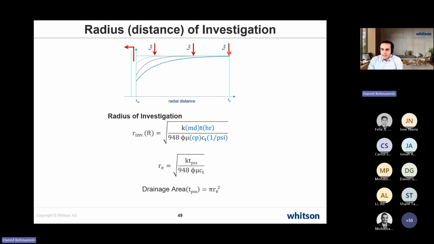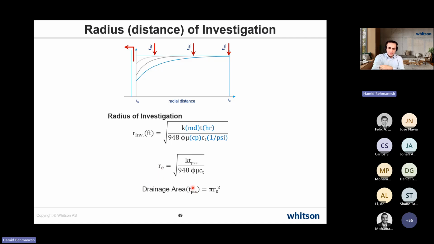So at some point, if I can identify what point in time my radius of investigation reached the boundary, then I can plug it here, and I call that time the time to pseudo steady state. Then I can calculate the radius of the reservoir. This radius of reservoir corresponds to the time that the pressure waves arrive at the boundary of the reservoir. And then I can translate that radius of reservoir to a drainage area.